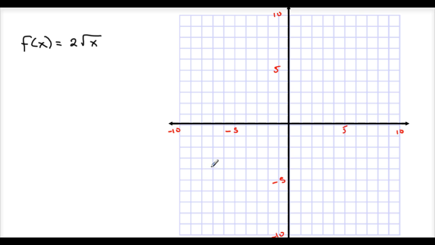F of x equals 2 times the square root of x. What will that 2 do to my function? The 2 will do what to my function? What kind of transformation? A vertical stretch. Yeah, this is going by a factor of 2. Excellent. This is going to be a vertical stretch by a factor of 2.